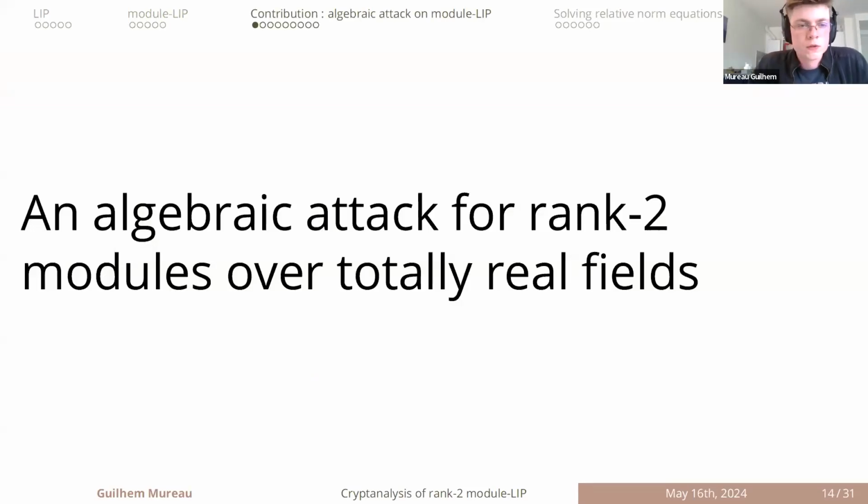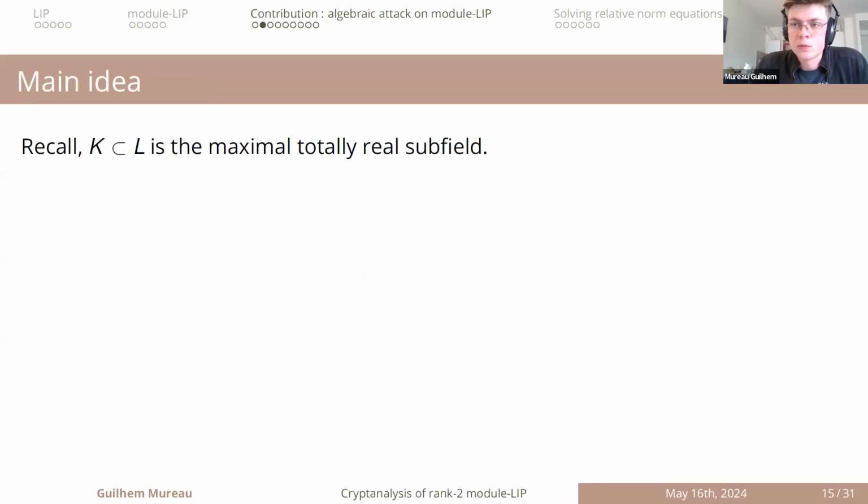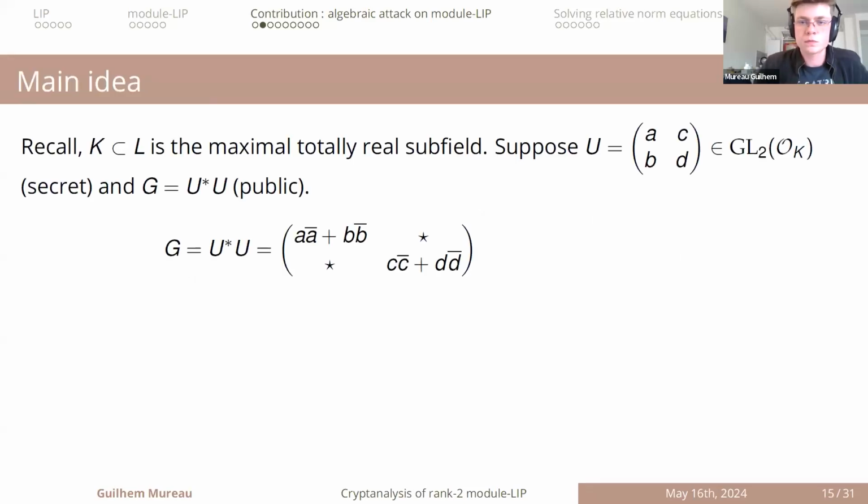So now I will present the algorithm for the example of the module lattice in the subfield. So we'll focus on OK plus OK. Let's suppose that U is a basis of OK plus OK. We know its Gram matrix. It is public, and it has this shape.